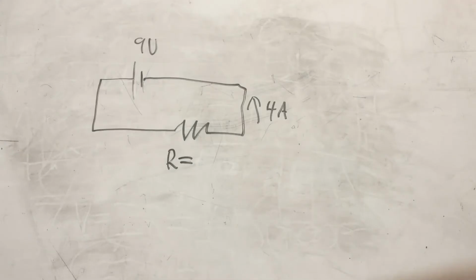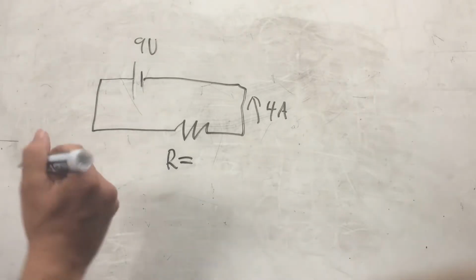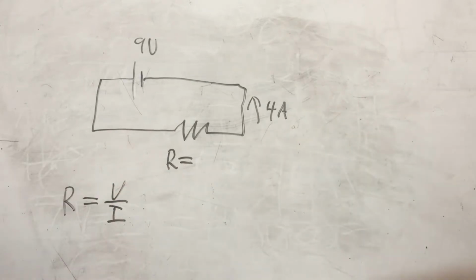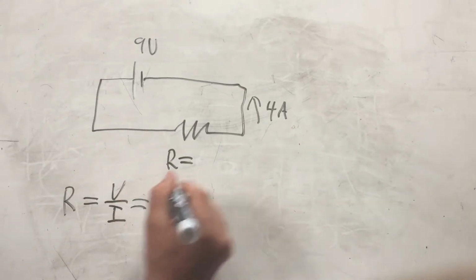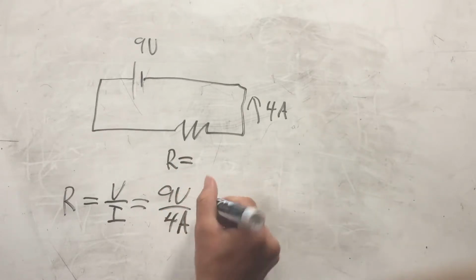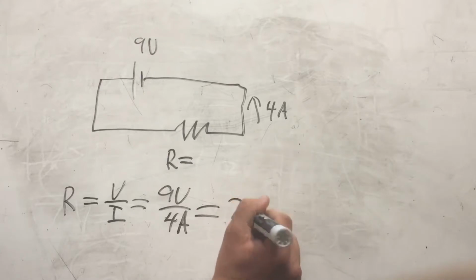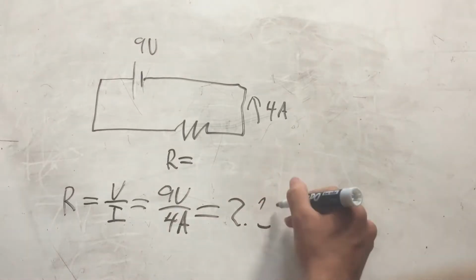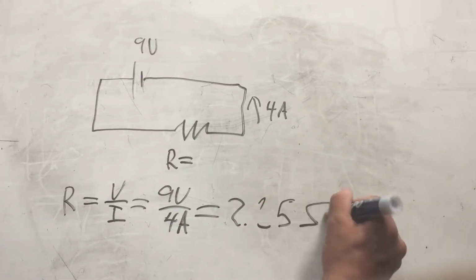Next, we are given the same simple circuit, but are now given that the voltage of the battery is 9 volts and the current in the circuit is 4 amperes, and are asked to solve for the resistance of our resistor. By rearranging our equation to solve for resistance, we see that the resistance of our resistor is equal to 9 volts over 4 amperes, or 2.25 ohms.